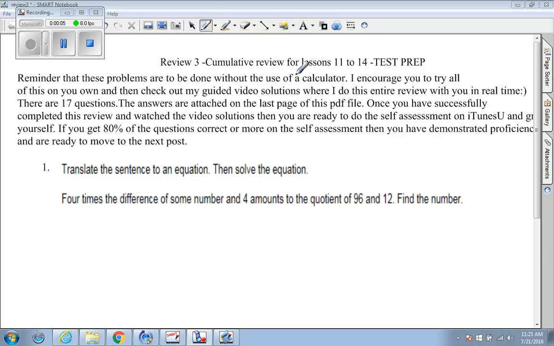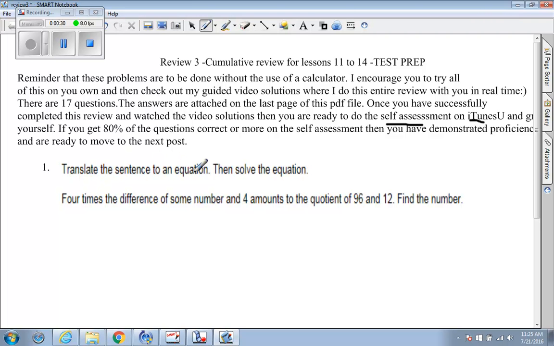This is your cumulative review for lessons 11 through 14. So like I said, I assume you've been through all the guided notes and you are ready to do this review with me. Let's pretend that we're taking a test together, and sort of beef up together, and then you can do the self-assessment on iTunes U on your own. Okay, here we go. Dive right in.